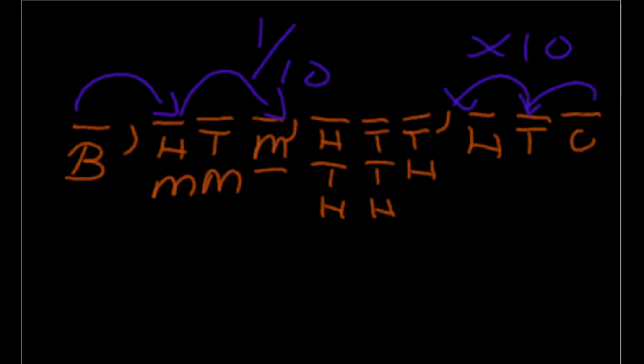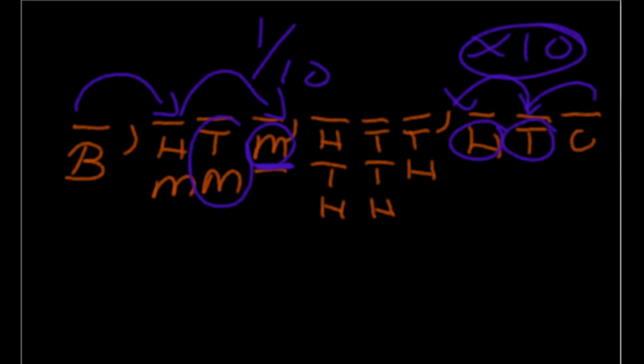So if it asks me, what is the relationship between the digit in the hundreds place and the digit in the tens place? The digit in the hundreds place is 10 times the digit in the tens place. If it asks me what's the relationship between the digit in the millions place versus the digit in the 10 millions place, here's my millions, here's my 10 millions. My millions is 1/10 the value of the digit in the 10 millions place.